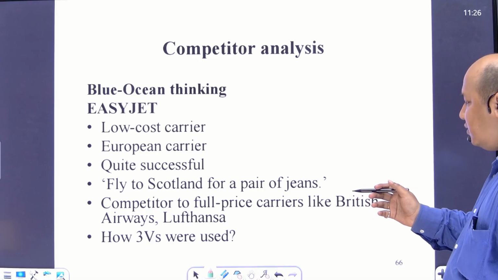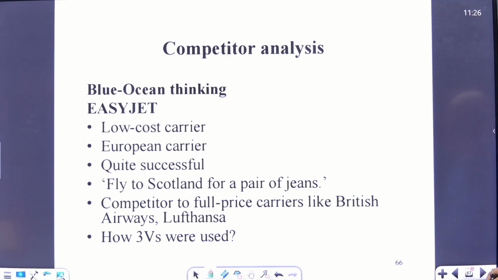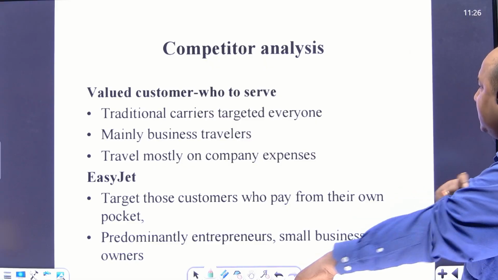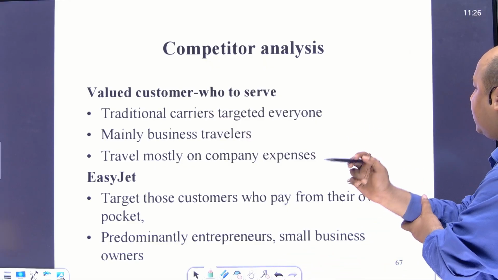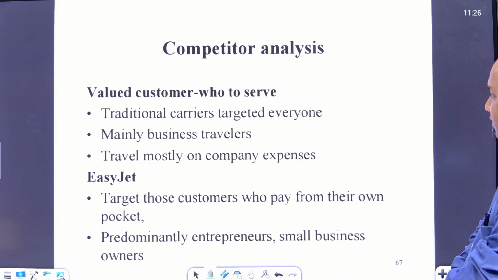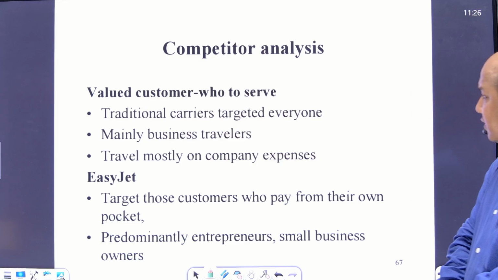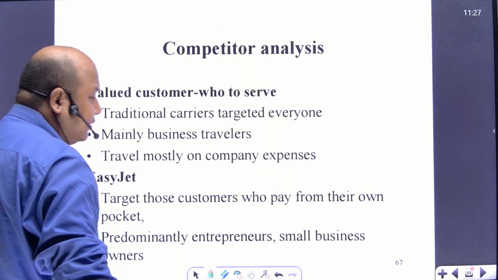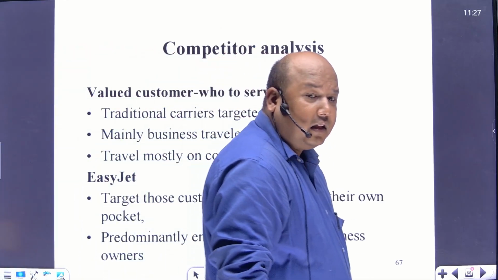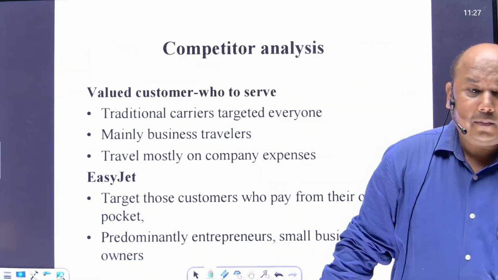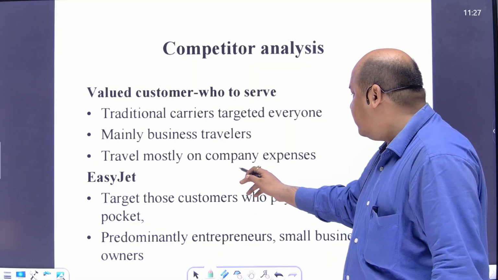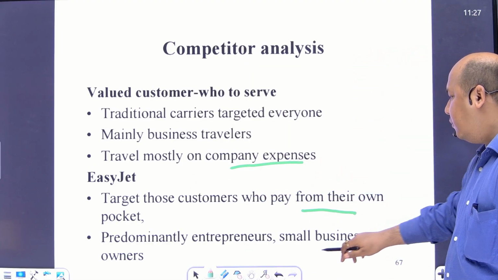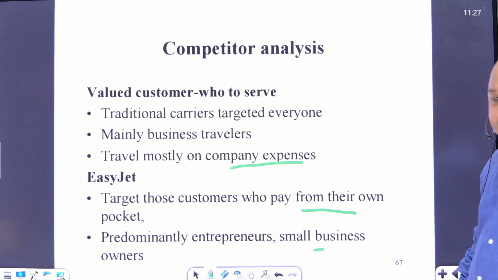How were the three Vs used? First, valued customers who are served. Traditional carriers targeted everywhere, mainly business travelers, frequent travelers, traveling mostly on company expenses. For example, if I am working at Intel, the company will pay me. EasyJet targeted customers who pay from their own pockets, predominantly entrepreneurs and small business owners.